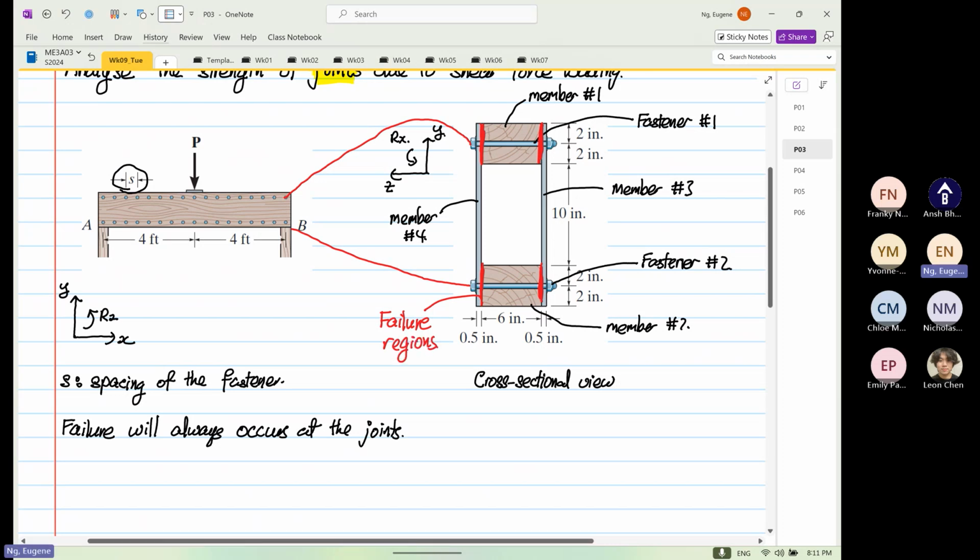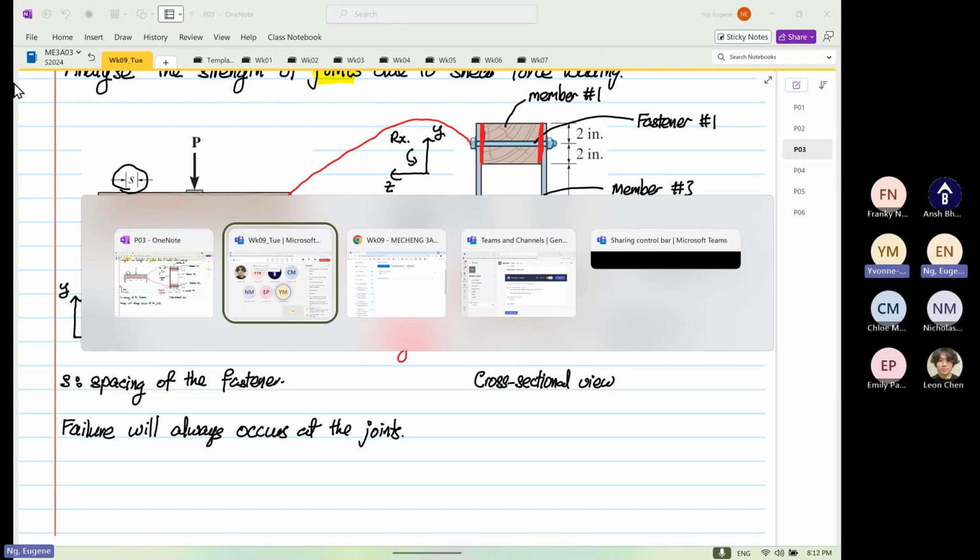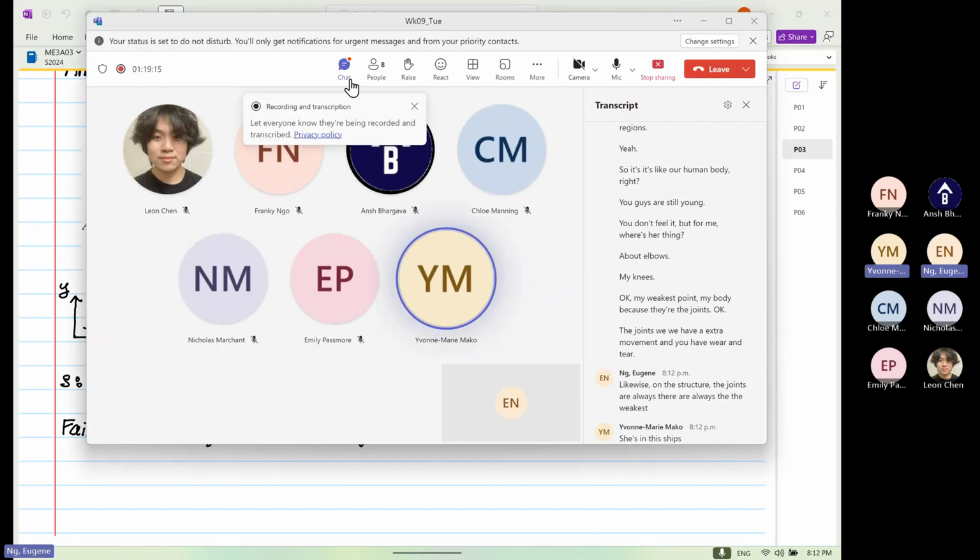Okay, so it's like our human body, right? You guys are still young, you don't feel it. But for me, where it's hurting is my elbows, my knees, okay, the weakest points of my body, because they're the joints. Okay, the joints have extra movement and you have wear and tear. Likewise on the structure, the joints are always the weakest.